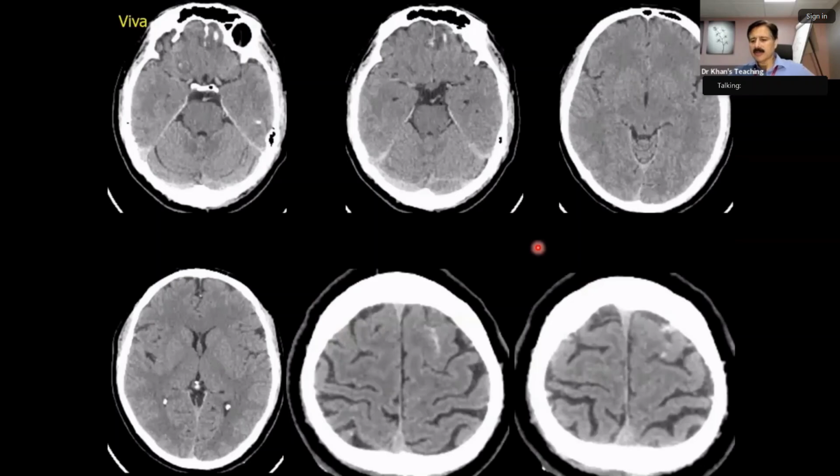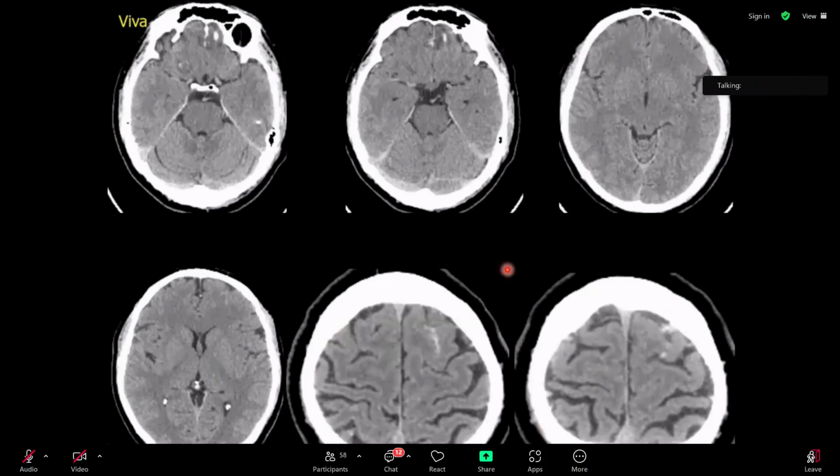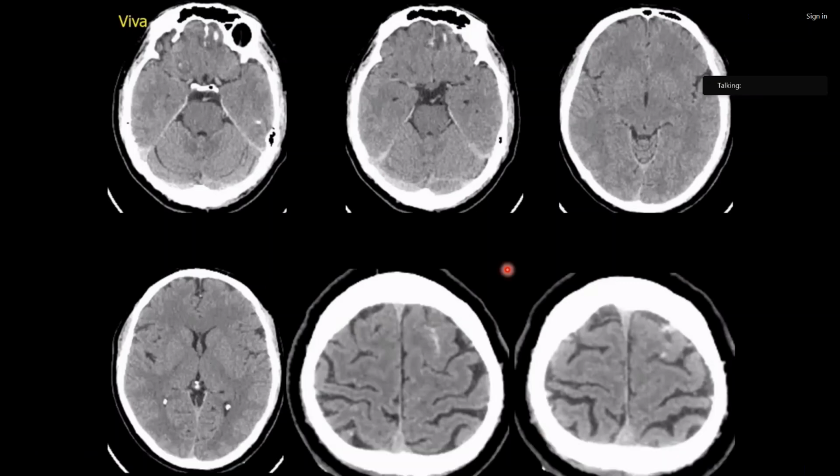Okay, candidate 6, trauma. What are your findings? I can see there is high density within the subarachnoid spaces on the left cerebrum towards the vertex in the second last axial slice and the last one as well. There's also some contusion in the left inferior frontal lobe.